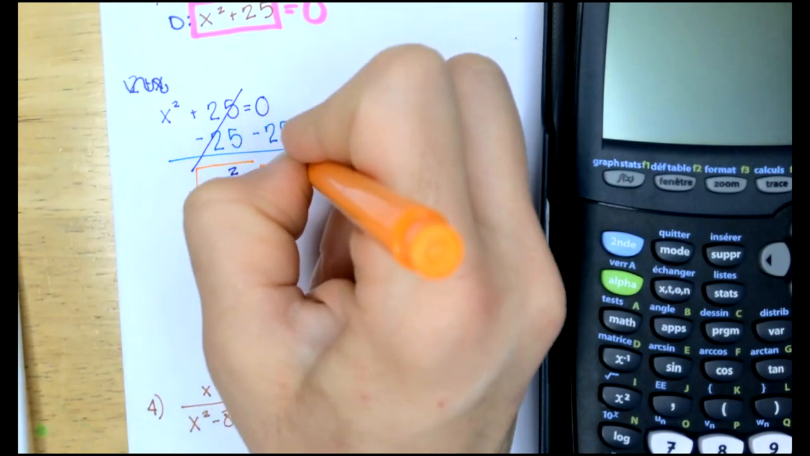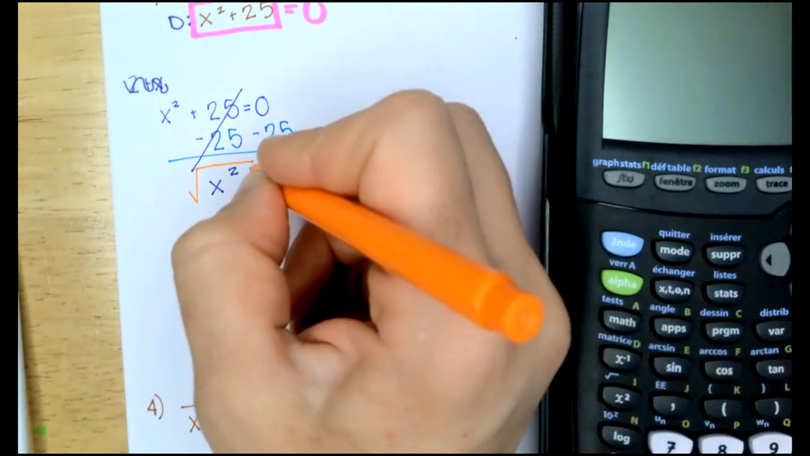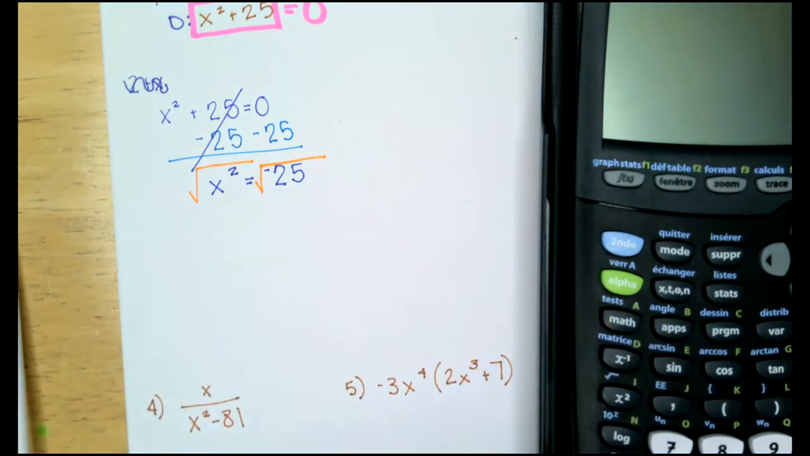So now I'm going to take the square root of negative 25. When you take the square root, this is just something to remember.